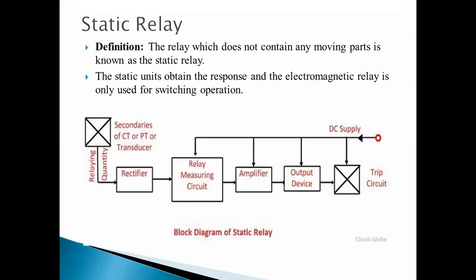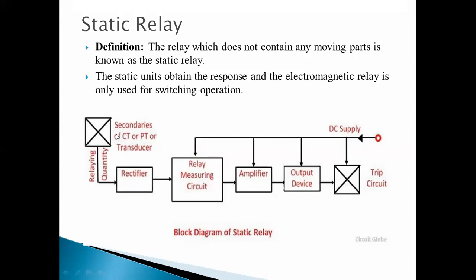Then the next point is static relays. What is meant by static? Electromagnetic relays have moving parts, but in static relays there is no moving part. Here we are using a rectifier, a relay measuring circuit, an amplifier, an output device, and a DC supply.